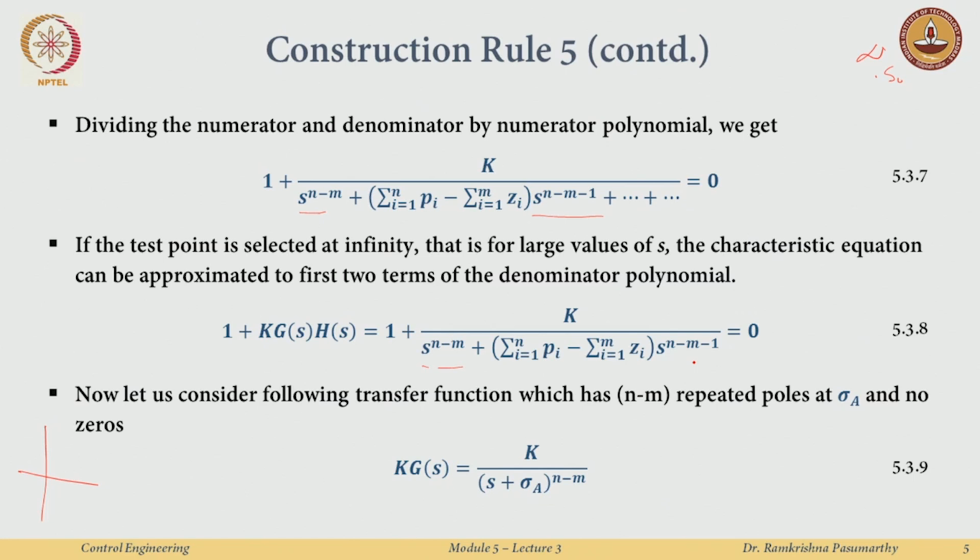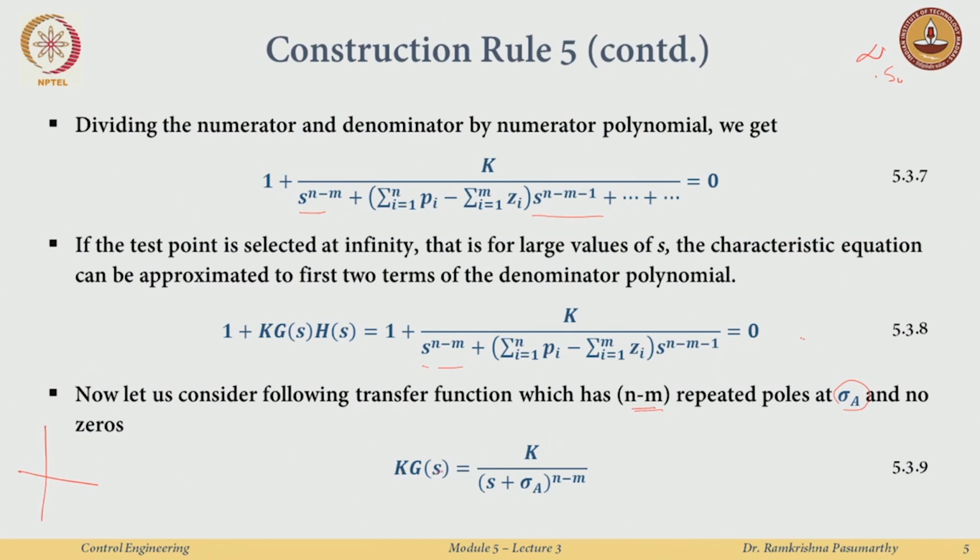Now, okay, let's do something else now, right. So, let me start with a transfer function which has n minus m repeated roots at some point sigma a, and it has no zeros. Okay. How will that look like?